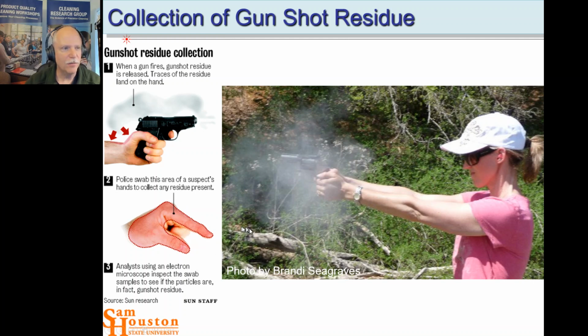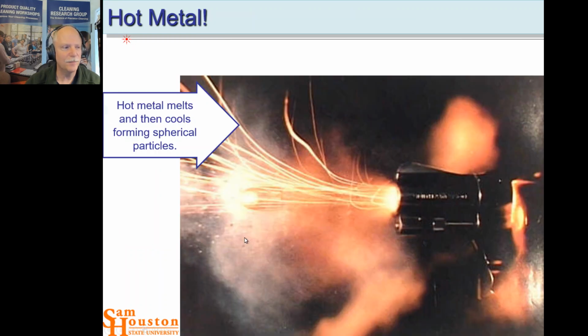And this photo was given to me by a high school friend of mine. She was posting pictures of her practicing with her handgun, and I said, that's a great photo because of the cloud, and so I asked her if I could use it in my class.